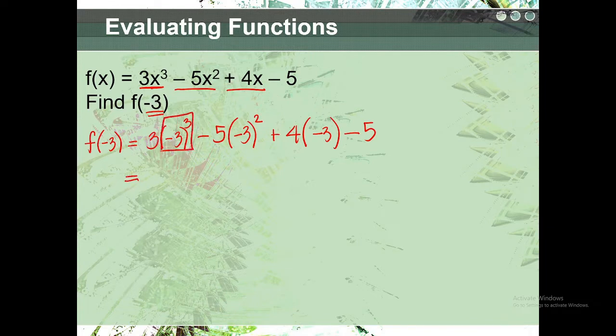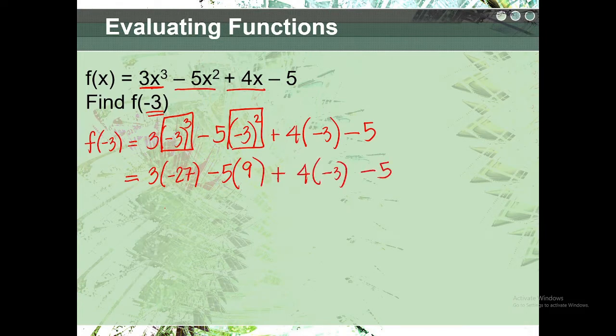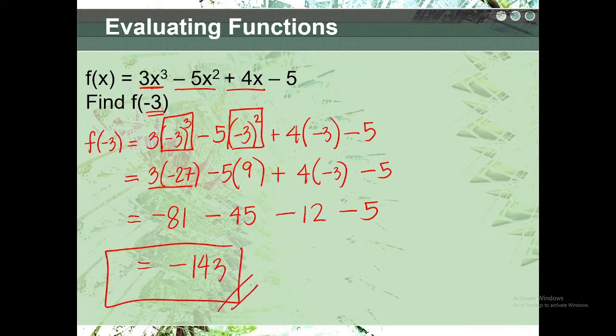So negative 3 cubed is negative 27. Minus 5, then I have negative 3 squared. This will give me 9. Plus 4 times negative 3 minus 5. Then proceed to multiplication. So we have negative 81 for 3 times negative 27. 5 times 9, that is negative 45. 4 times negative 3, that's negative 12, minus 5. So performing addition and subtraction from left to right, we have negative 81 minus 45 minus 12 minus 5. We will be getting negative 143 for this. So this is the answer for our third problem.